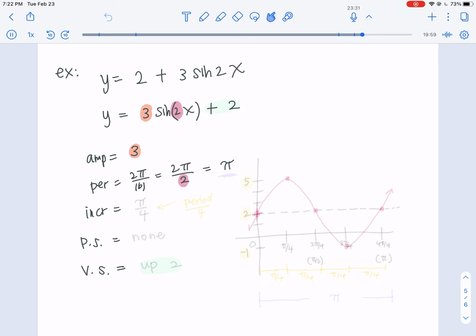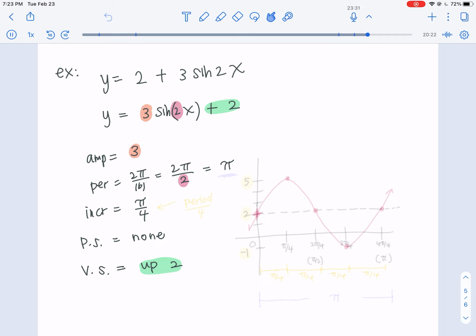Yes, okay. So your increment's going to be pi over 4, right? Because it's the period divided by 4. Phase shift, it's none because you're not adding or subtracting by a number on the inside of the parentheses. Vertical shift, you're going up 2, right? It's plus 2 here, so it's going to be going up 2. Okay.